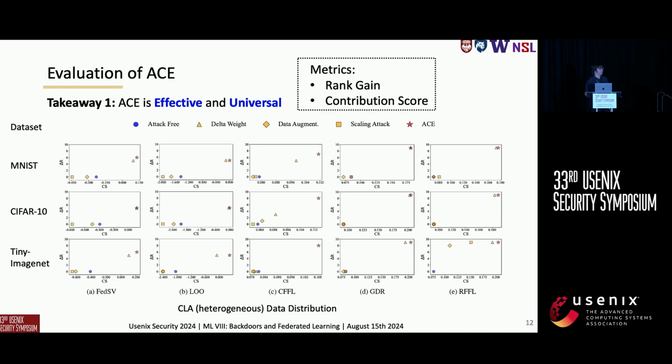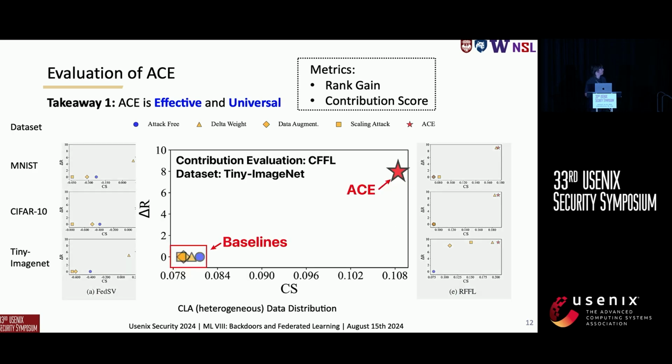The first takeaway of our experiment is that ACE is effective and universal across different kinds of datasets, data distributions, as well as different contribution evaluation methods. Let's zoom in on an example in the scenario of class imbalance, a heterogeneous data distribution, where we use CFFL as the contribution evaluation method and Tiny ImageNet to train the model. We find that all baselines fail to increase the contributions, but our ACE can still successfully increase the contribution, indicating our method is more effective than the other baselines.